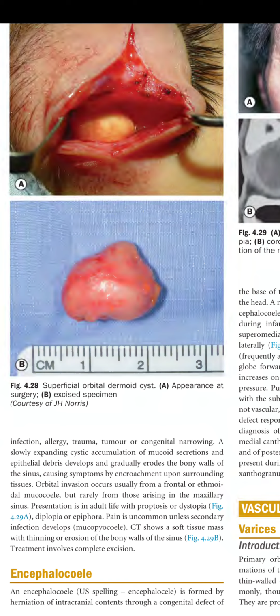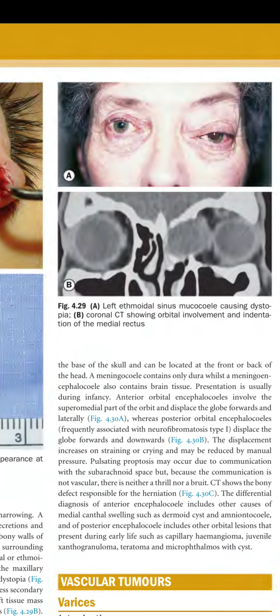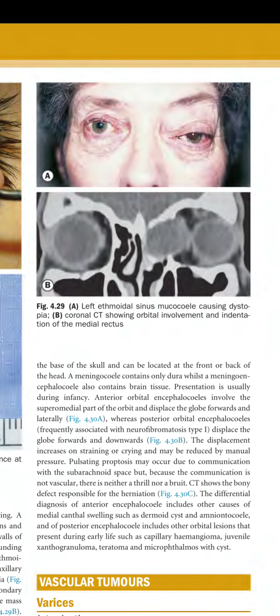Orbital invasion occurs usually from the frontal or ethmoidal mucocele, but rarely from those arising from the maxillary sinus. Presentation in adult life is with proptosis, diplopia or epiphora. Pain is uncommon unless secondary infection develops. CT scan shows a soft tissue mass with thinning or erosion of the bony wall of the sinus. Treatment involves complete excision.